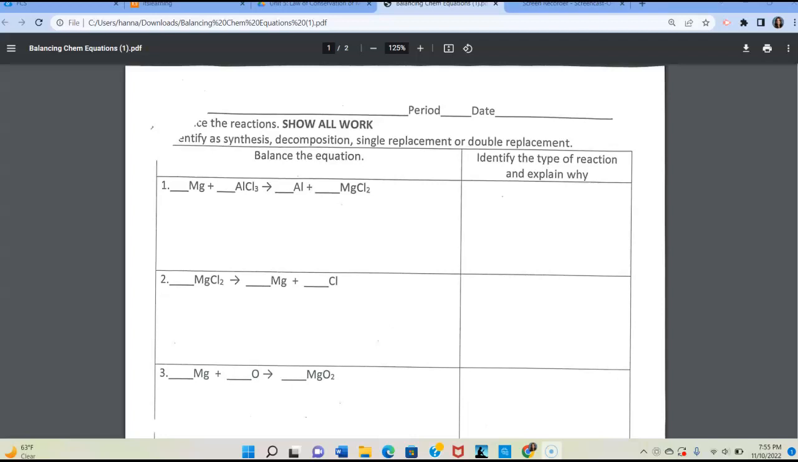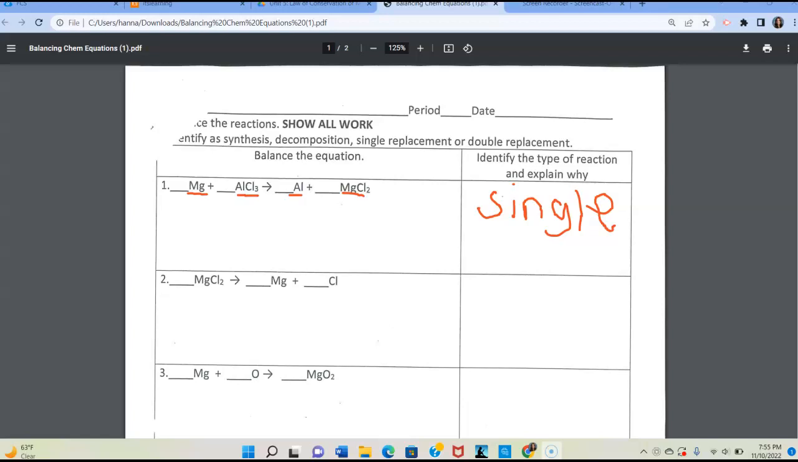Instead, I see I've got one single element here and I've got two elements here. Then from the two elements, I've got one of them single here, and then it's bonded to another one. So this is telling me here that I only have a total of three elements, and one of them gets replaced. This is going to be a single, S-I-N-G-L-E. I'm just going to write single because replacement is going to take a long time to write out. So this is a single replacement reaction.